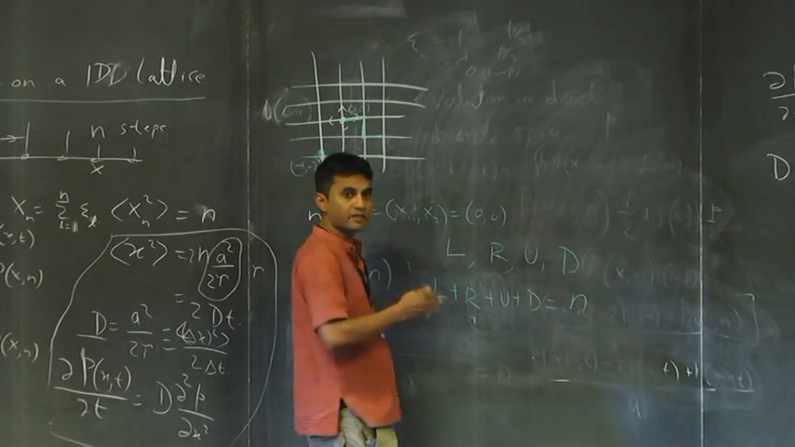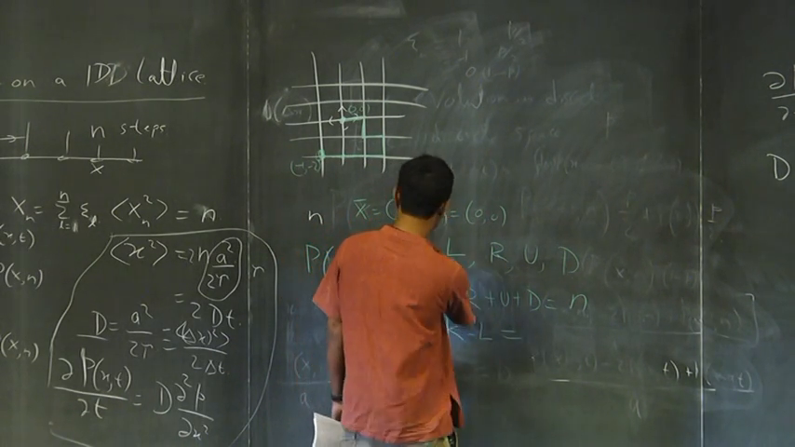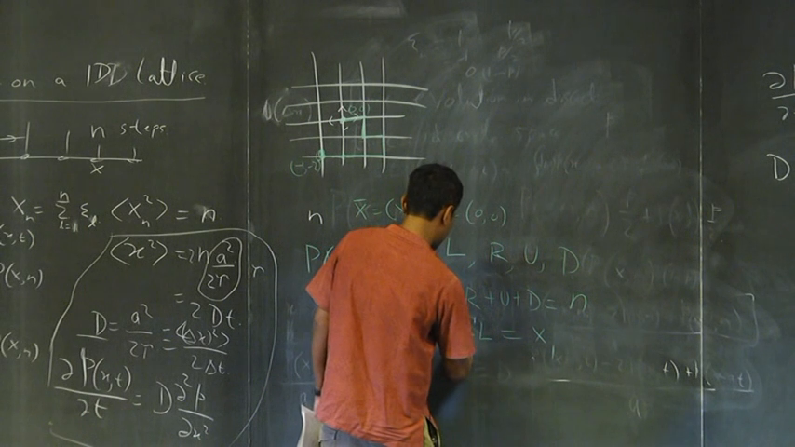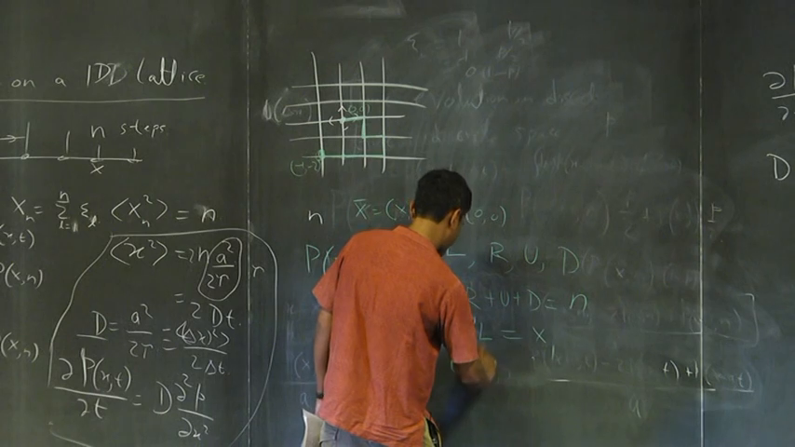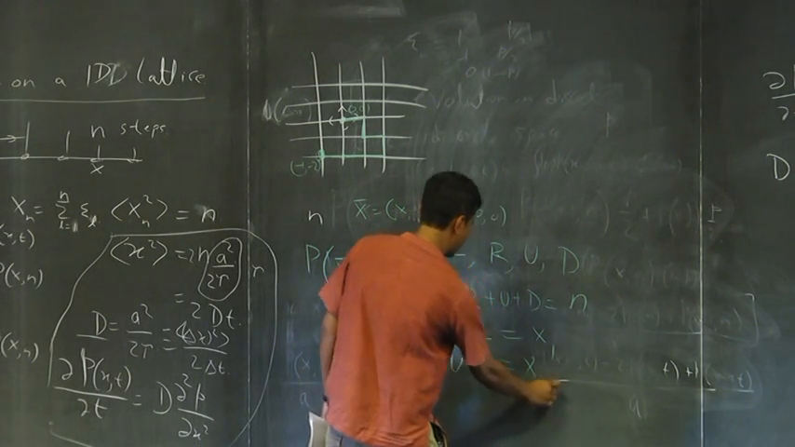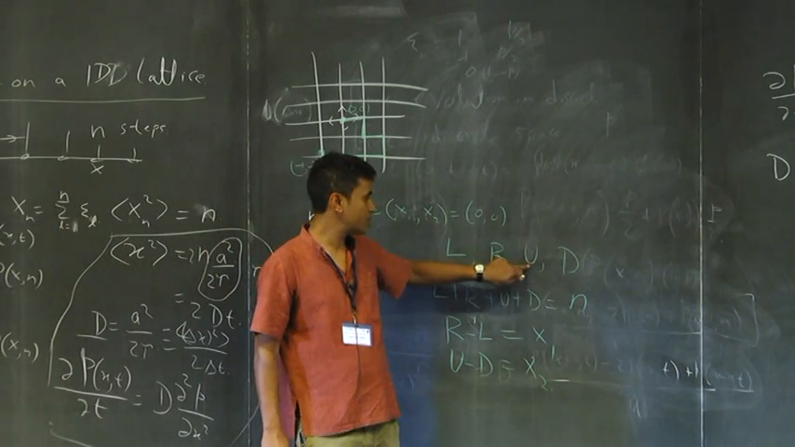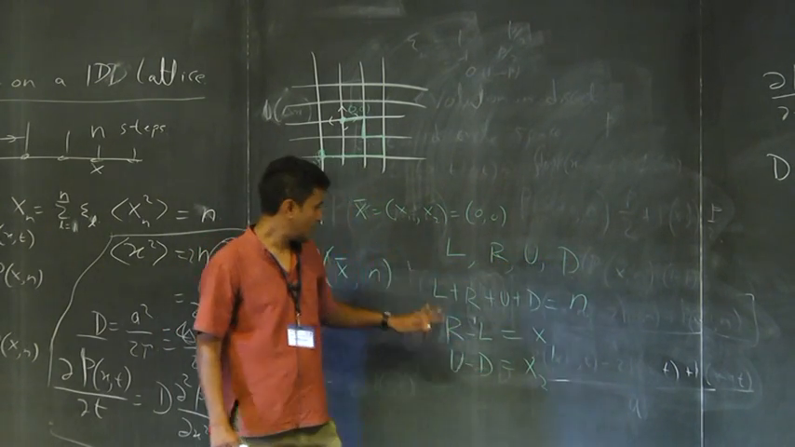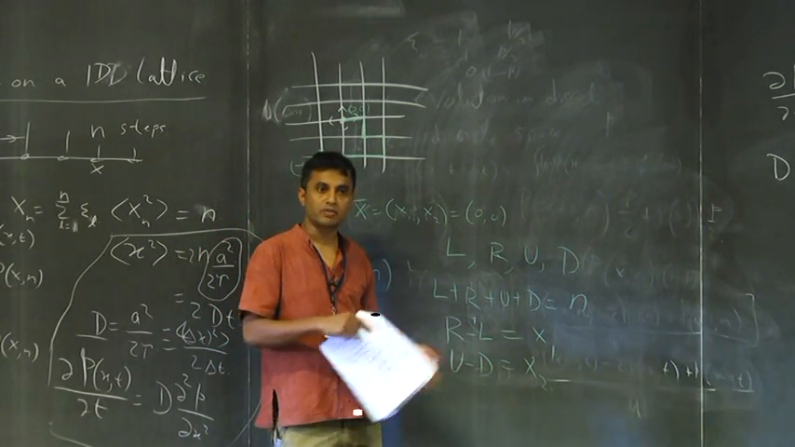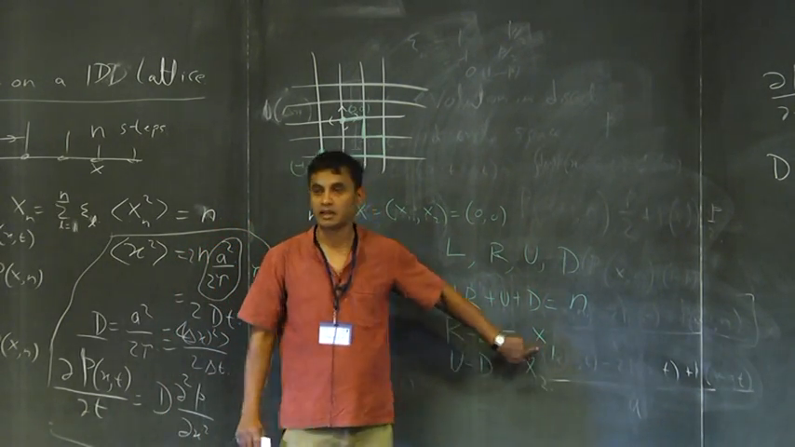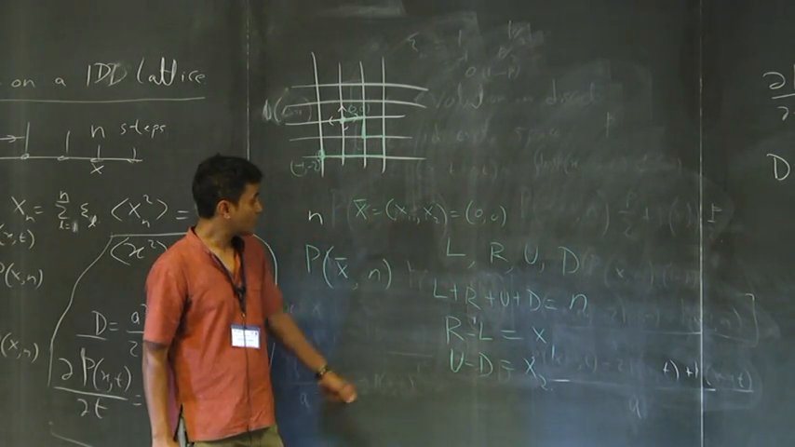The horizontal and vertical distance, right. So horizontal distance, right minus left, must be x1, and up minus down must be x2. So these are the number of left steps, right steps, up steps, and down steps, and the total number of steps is n. If I take so many right steps and so many left steps, my x coordinate must be this, and this must be my y coordinate. Okay, so now you see the problem.